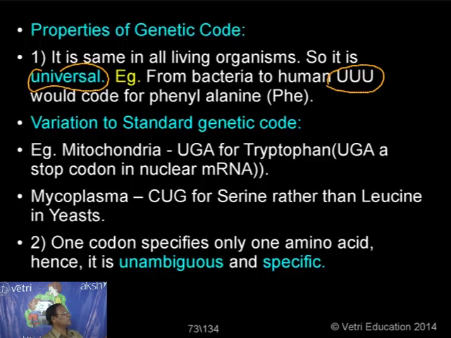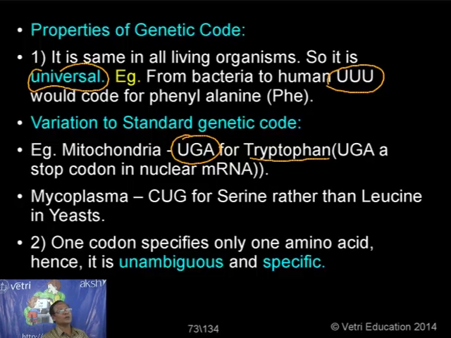I mentioned already there are certain variations in the standard genetic code. For example, in mitochondria, the codon UGA codes for the amino acid tryptophan. But the same codon in eukaryotic cells, in the nuclear code, is considered a stop codon because it stops or terminates the process of protein synthesis. So UGA is a codon for tryptophan in mitochondria, while in the nuclear code it specifies a stop codon.